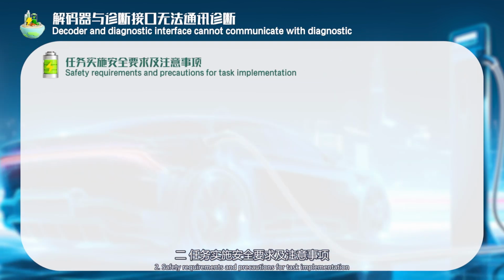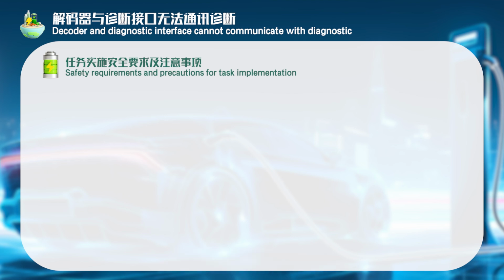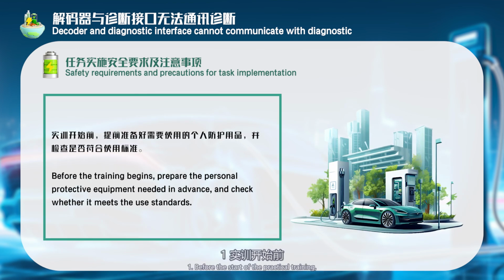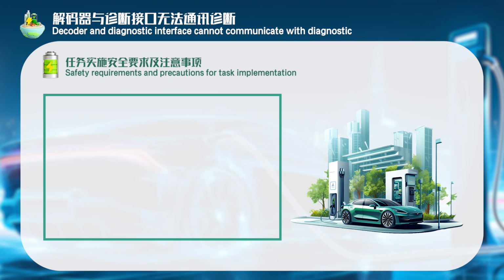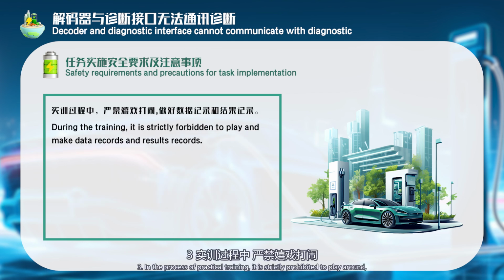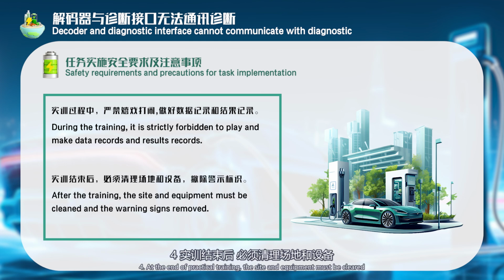2. Safety requirements and precautions for task implementation. 1. Before the start of the practical training, prepare in advance the personal protective equipment to be used and check that it meets the criteria for use. 2. Before the start of training, do a good job in advance to protect the site. Set up warning signs. Arrange good insulation protection measures at the operating position. 3. In the process of practical training, it is strictly prohibited to play around, and do a good job of recording data and results. 4. At the end of practical training, the site and equipment must be cleared and warning signs removed.